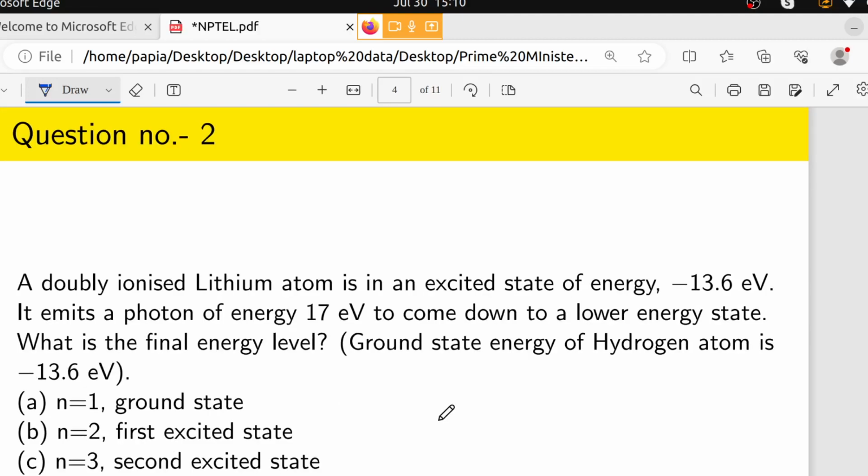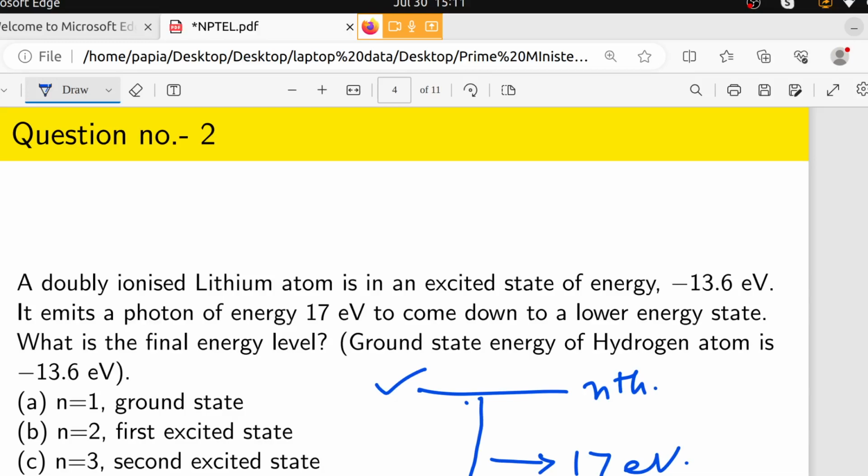In the second question, it says a doubly ionized lithium atom is in an excited state of energy minus 13.6 electron volt. It emits a photon of energy 17 electron volt to come down to a lower energy state. What is the final energy level? What they are asking here, basically, let's say this is the ground state, and this is the nth state. So the question is what is the value of n, so that going from n to the ground state the photon will have the energy of 17 electron volt.